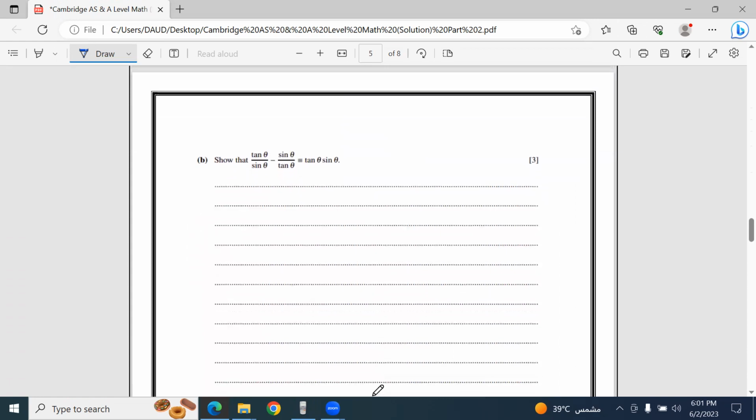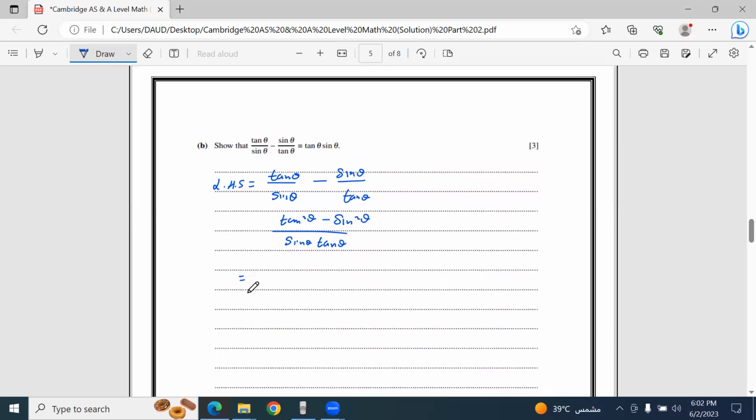Let us show that tan theta over sine theta minus sine theta over tan theta equals tan theta sine theta. So we'll take the left hand side, which is tan theta over sine theta minus sine theta over tan theta. By taking the LCM, sine theta tan theta, we can say that here tan square theta minus sine square theta.